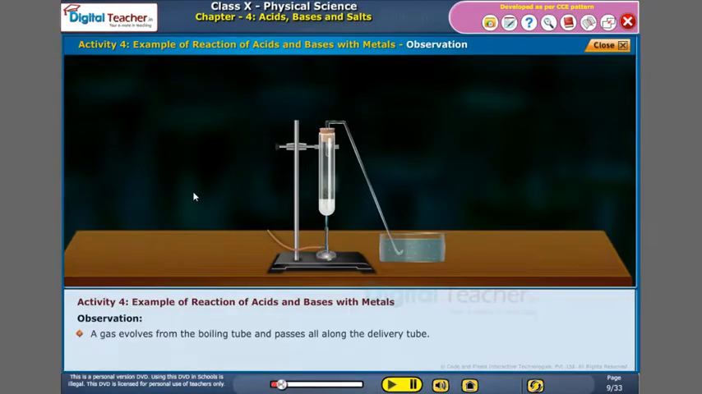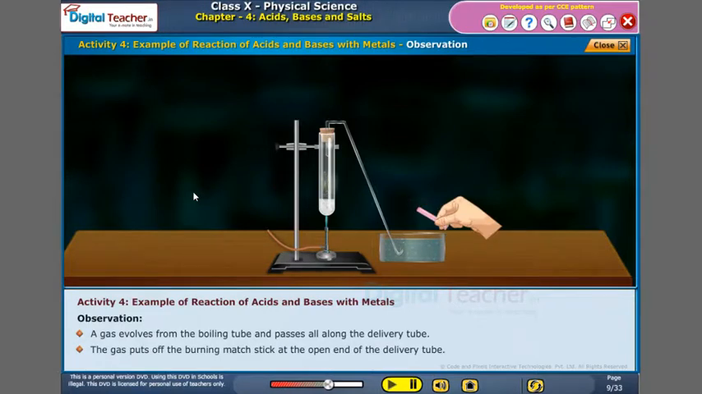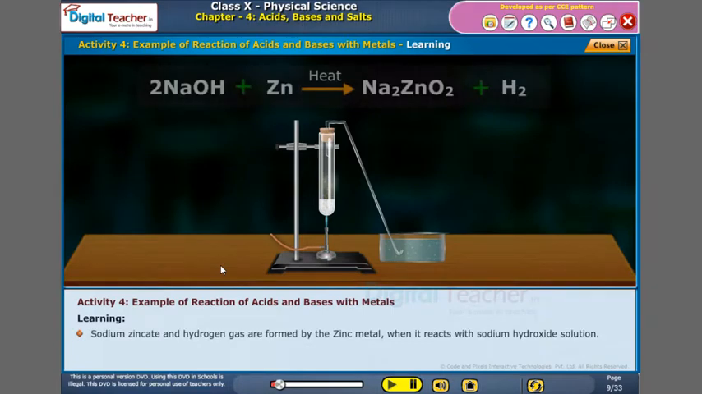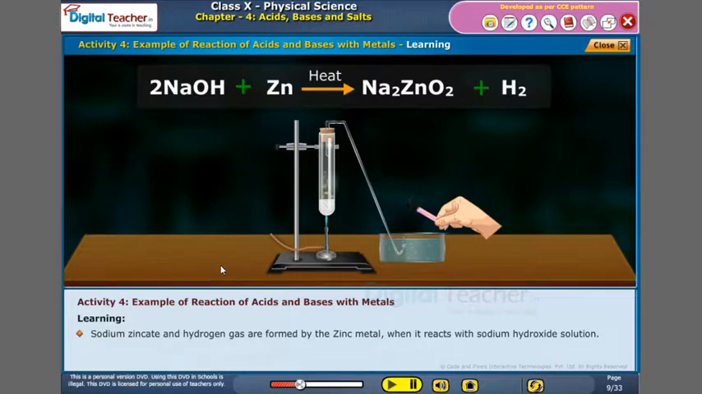A gas evolves from the boiling tube and passes all along the delivery tube. The gas puts off the burning matchstick at the open end of the delivery tube. The evolved gas is hydrogen and the salt is sodium zincate. Sodium zincate and hydrogen gas are formed by the zinc metal when it reacts with sodium hydroxide solution. However, such reactions are not possible with all metals.